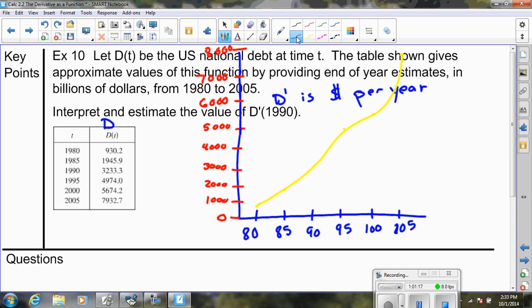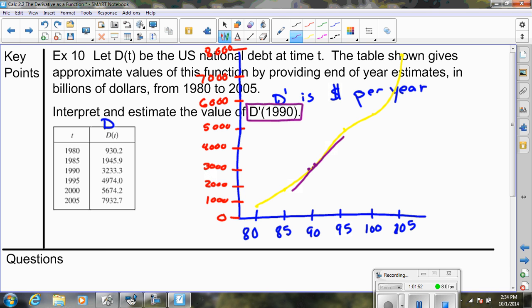The derivative is the slope of the tangent line. And so if we want to know the slope of the tangent line at 1990, we can come straight up to 1990 and say, here's a tangent line. What do you think that slope is? Well, if we're looking at slope, we could be saying rise over run. And so with this piece that I'm doing, it's very, very imprecise. I understand that. We're getting just a rough estimate.